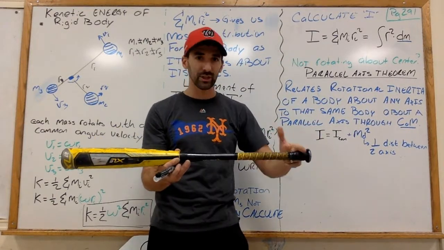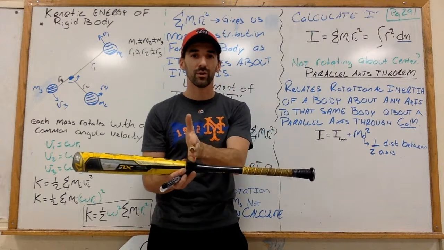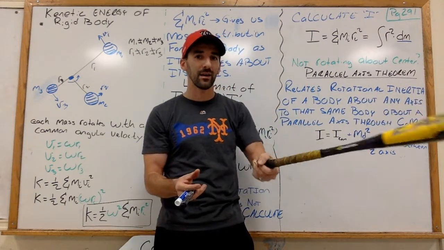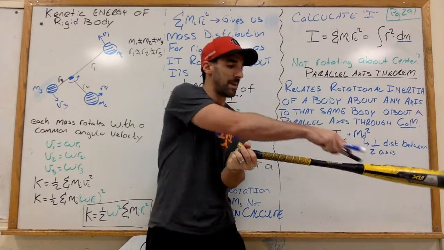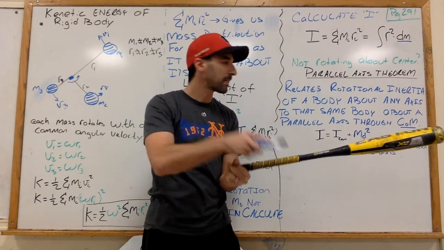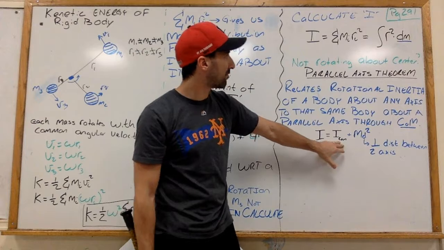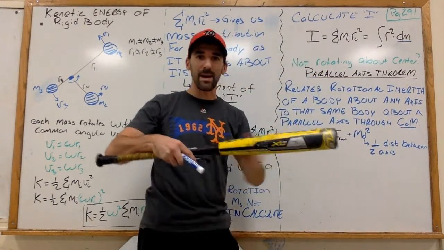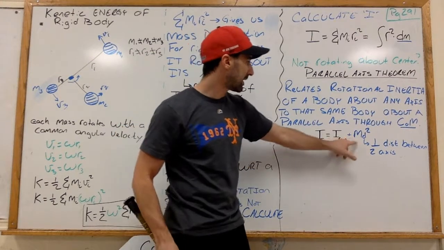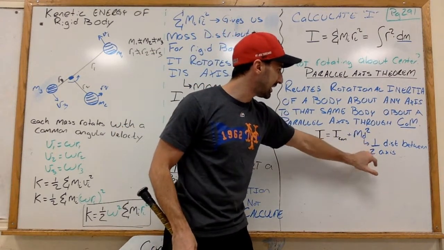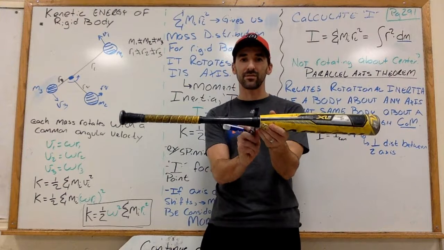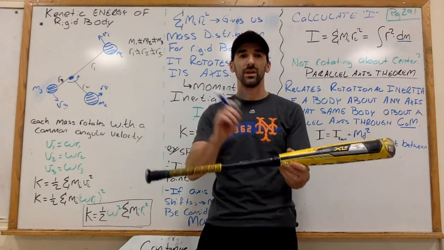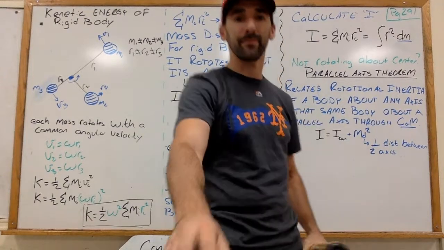Here's my axis of rotation, here's my axis of rotation. Those two rotations are parallel, so I can calculate my moment of inertia through the parallel axis theorem: I equals I about the center of mass, which is easy to calculate, plus m, the mass of my entire object, times d squared, where d is the perpendicular distance from that center of mass to my new point of rotation. Let's do an example of both.